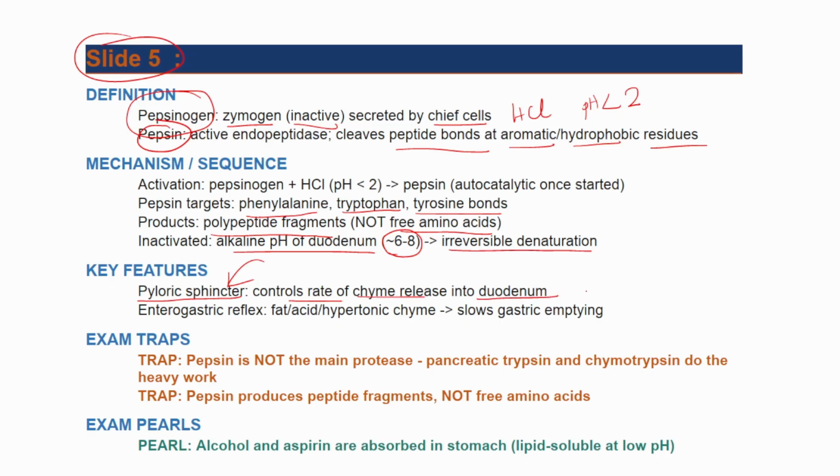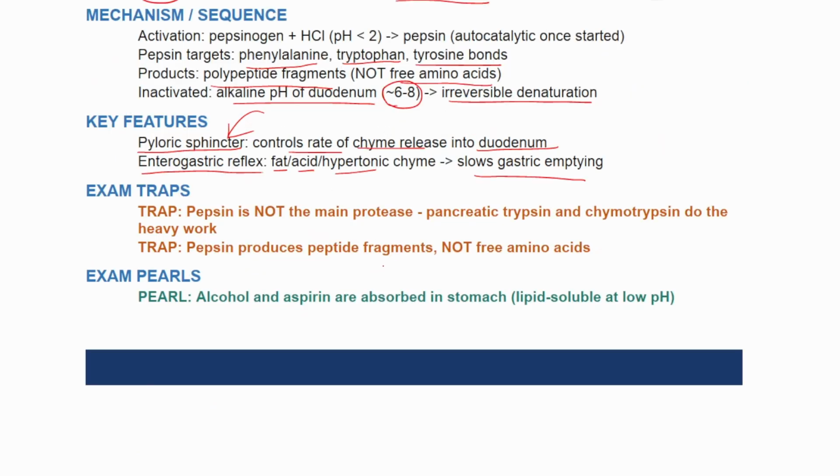This boundary works closely with neural feedback to optimize chyme release, and the neural feedback we can address as the enterogastric reflex. This reflex is a physiological sequence initiated by the presence of fat, acid, or hypertonic chyme in the duodenum that slows overall gastric emptying to optimize digestion. Now let's shift to the tricky traps examiners use to test this reflex and digestion process.